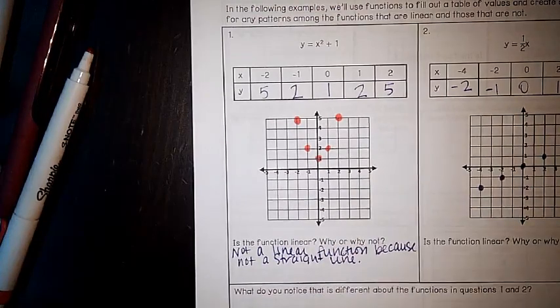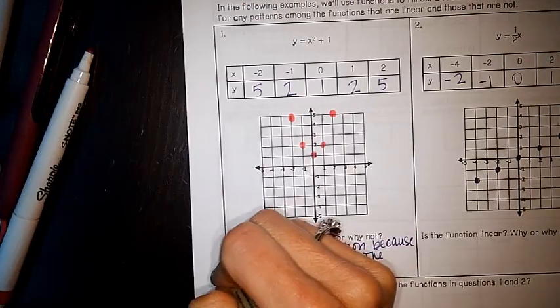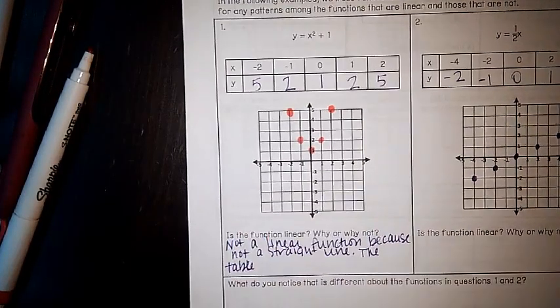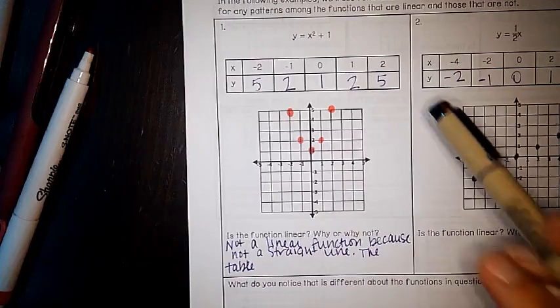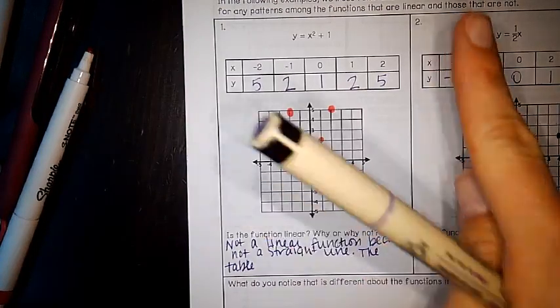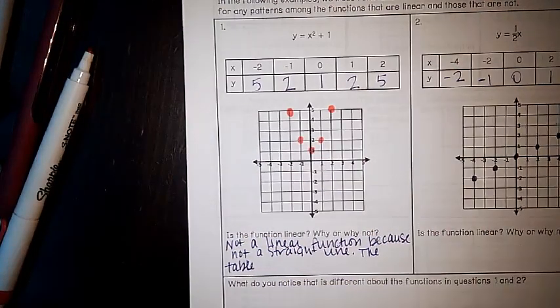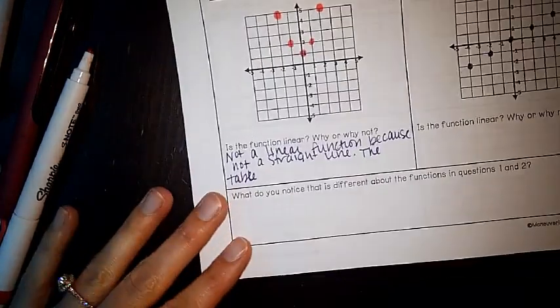And what can you tell me about the table? What were the rules? Go to the top. A linear function is a function that will make a straight line when it is graphed. An equation is linear if it can be written in the form of y equals mx plus b. The table is linear if it shows a constant rate of change throughout the entire table. So, is the function linear? Why or why not? It's not a linear function because it's not a straight line. And the table does not have a constant rate of change.